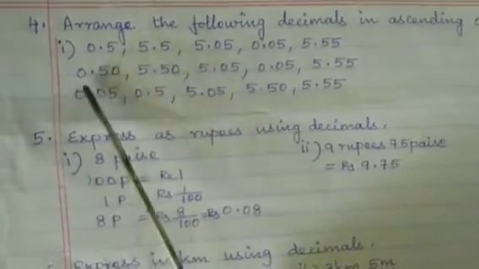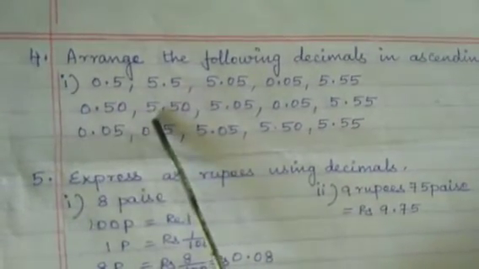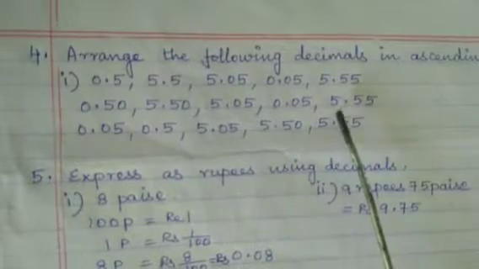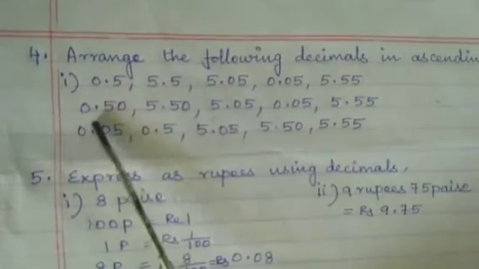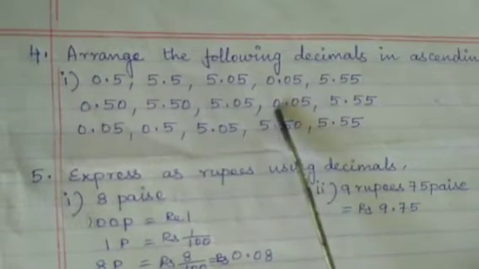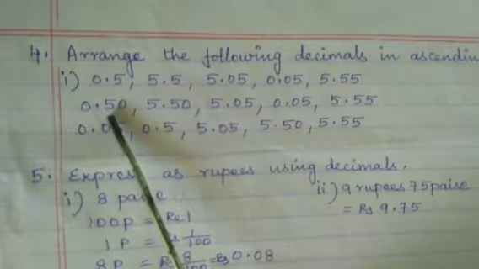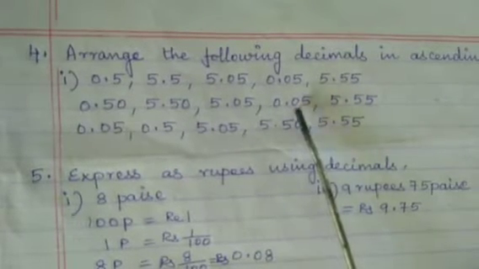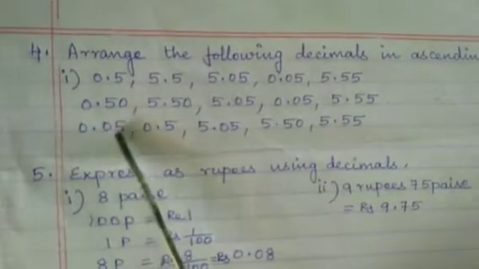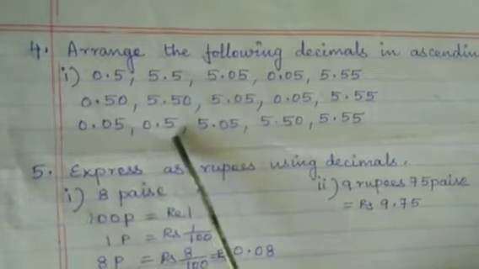Now we have to compare the whole number part. Here it is 0, the second one 5, third one 5, fourth one 0, fifth one 5. So the smallest whole number is 0, and there are two such numbers. Then both whole numbers are equal, so we move to the 10th part. Here it is 5, here it is 0. So 0 is the smaller one. So we will write the first number 0.05, the next one 0.50, that is 0.5.